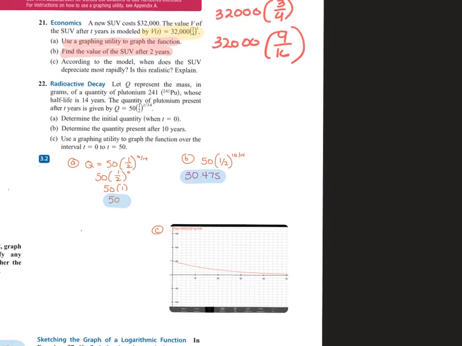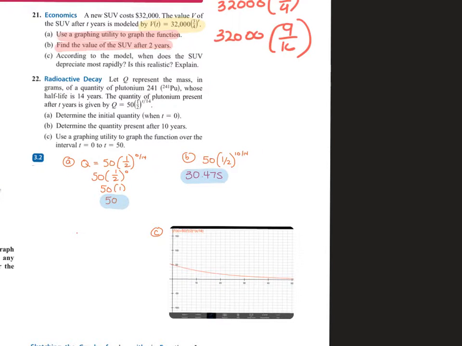And then the radioactive decay is, again, they give you a model. All those words really don't help you because the model is already there. It says that Q, which is the mass in grams of this plutonium, the 24 Pu, has no bearing on my equation. It says the half-life is 14 years. That's how long it takes to go from the initial value to half its initial value. But really what you need to get from that is that T represents the years, and then that equation is given to you. So A says determine the initial value when T equals 0.